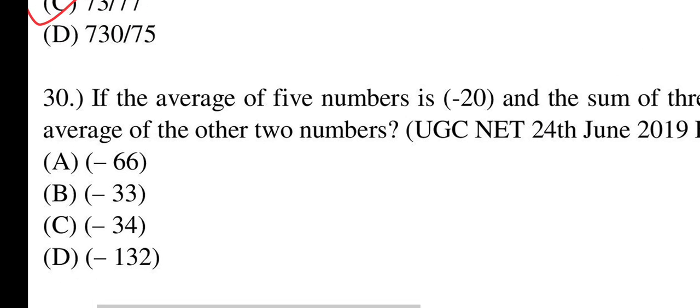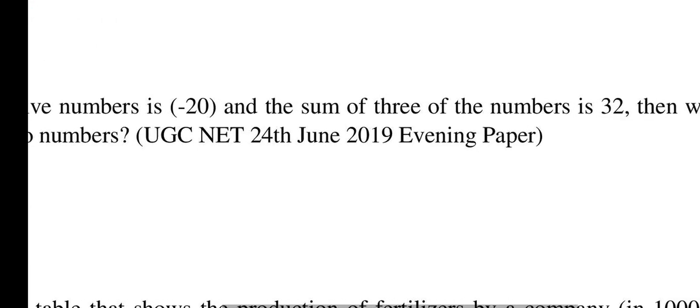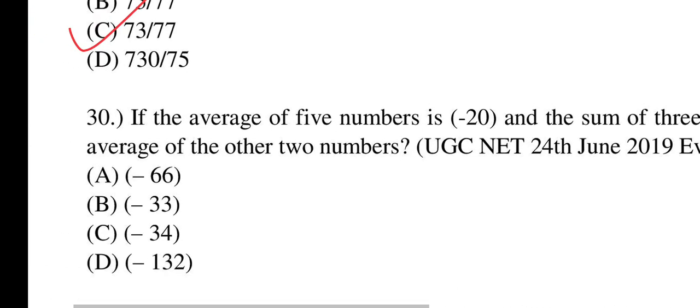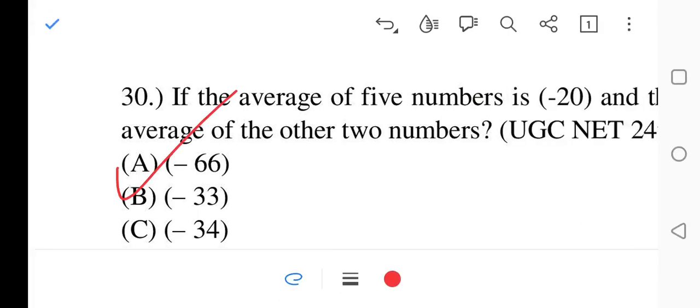30 says, if the average of 5 numbers is -20 and the sum of 3 of the numbers is 32, then what is the average of the other two numbers? A, B, C, D: -66, -33, -34, -132. 30, number A will be correct, -66.